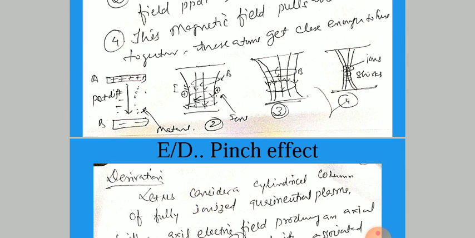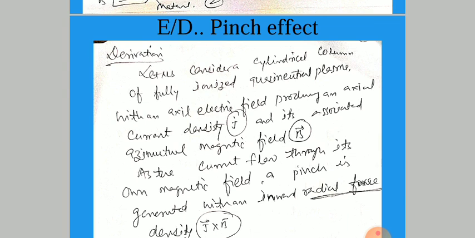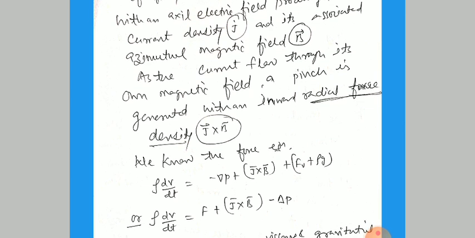That is also used for the confinement of the plasma. Now the derivation related to this: let us consider a cylindrical column of fully ionized quasi-neutral plasma with an axial electric field producing an axial current density J vector, and its associated azimuthal magnetic field B by using Ampere's law. As the current flows through it, it produces its own magnetic field, and a pinch is generated within the ionized plasma, that is the inward radial force density J cross B.